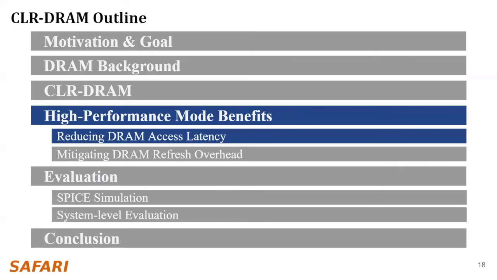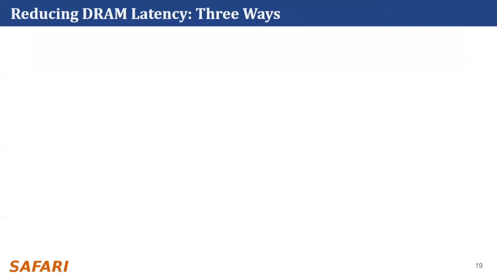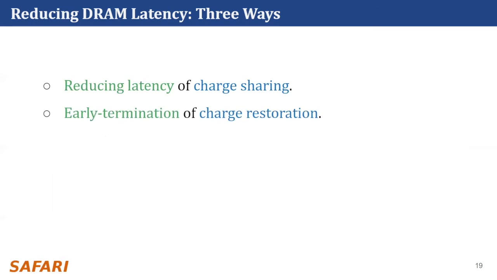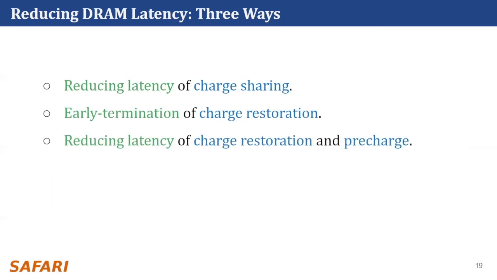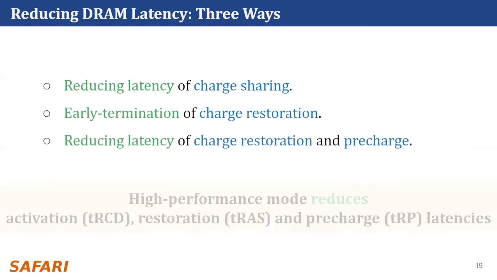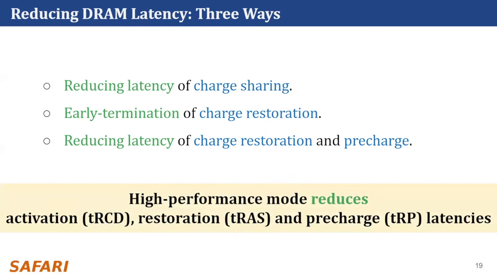Now, let me explain how operating with a logical cell and a logical sense amplifier reduces DRAM access latency. As a recap, the coupled operations of two cells and two sense amplifiers reduce DRAM latency in three ways. These three ways of latency reduction altogether reduce the activation, restoration, and pre-charge latencies of a high-performance mode row in CLR-DRAM.